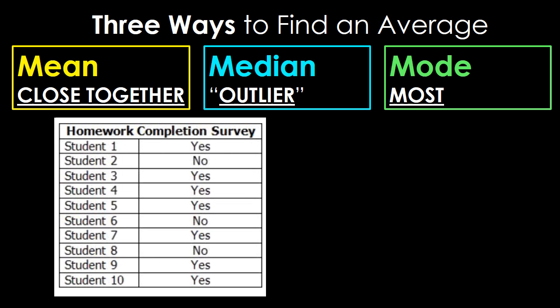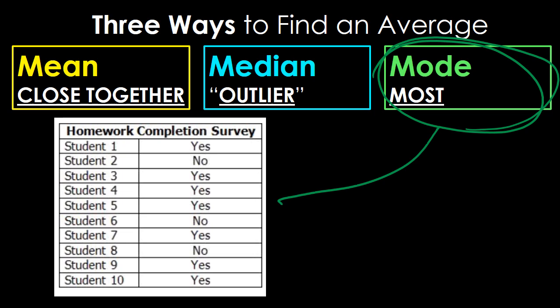Now let's take a look at this. We have a homework completion survey, which was obviously for another class. We have students here and a yes or no survey. If I ask you, did most students complete their homework or not, this is a really great time to use mode. For the other two, mean and median, we don't have any data to look at to add up data points and divide by the total. And there's no good way to line up this data from least to greatest since it's either yes or no. So we're really looking for mode, being the most in this survey.